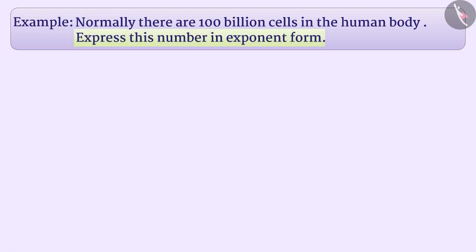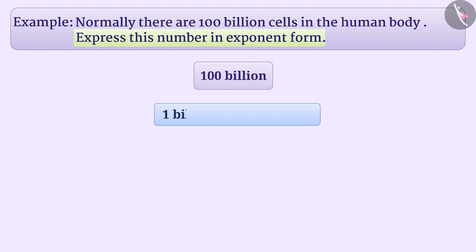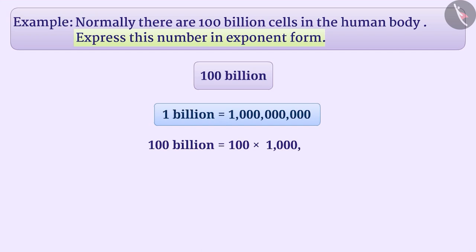To express in exponents, we must first express this number in digits. Since 1 billion is equal to 1,000,000,000, 100 billion is equal to 100 into 1,000,000,000, which is 100,000,000,000.